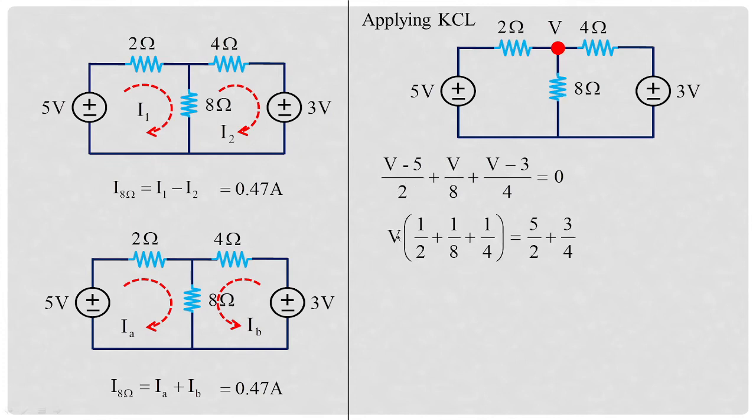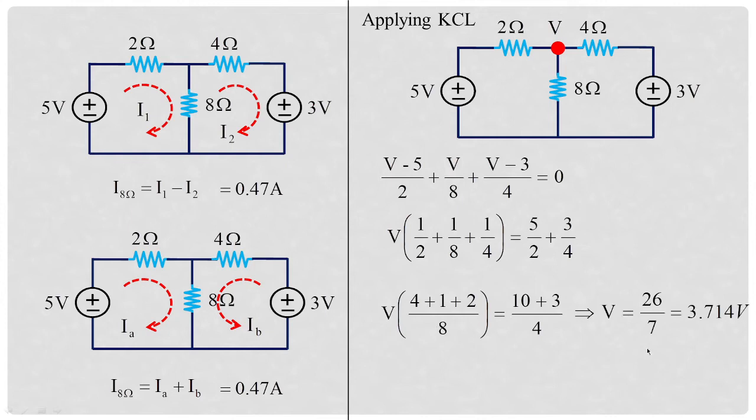Just simplify this equation. Take voltage V common. You have 1 by 2, 1 by 8, 1 by 4. I have taken V as common, which is equal to, on the left side you have minus 5 by 2; take it to the right side, it will be 5 by 2. Similarly, on the left side you have minus 3 by 4; take it to the right side, it will be plus 3 by 4. Just solve this equation. I have taken the LCM and solved the value of V, which is obtained to be 3.714 volts.